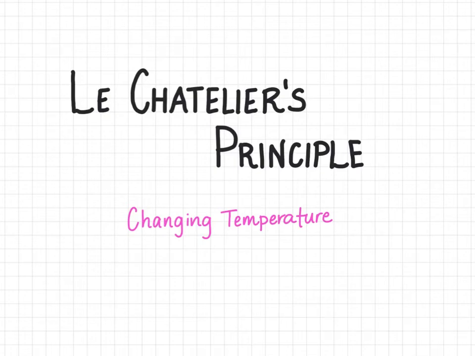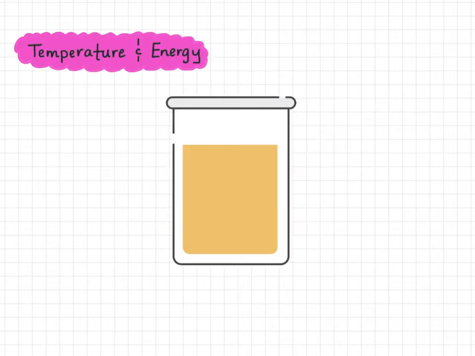In this video, we're going to examine Le Chatelier's principle and shifts that are caused by changing the temperature of the system. So first, it's important to understand the difference between temperature and energy. When we increase the temperature of a reaction, what we're really doing is adding kinetic energy into the system.